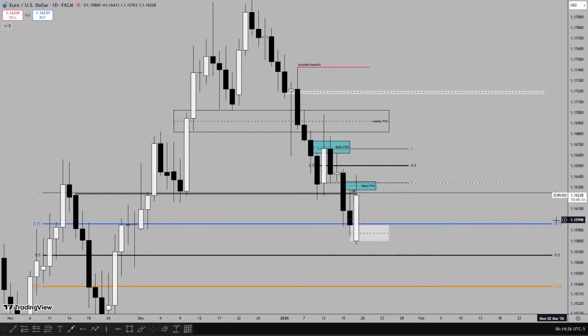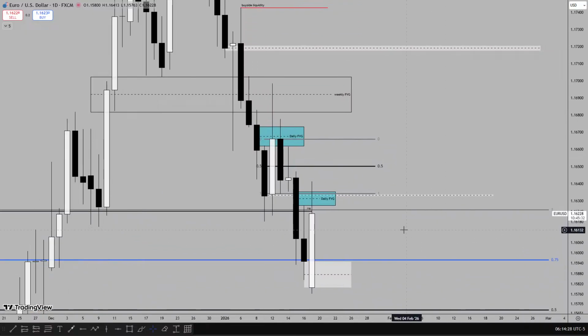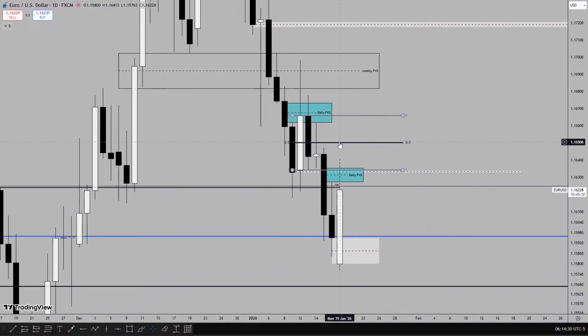Now the idea is still the same. As long as price is below the 0.5 level, on a daily perspective for day traders, we will be anticipating lower prices. Price to respect the daily fair value gap and respect the daily order block to trade lower.